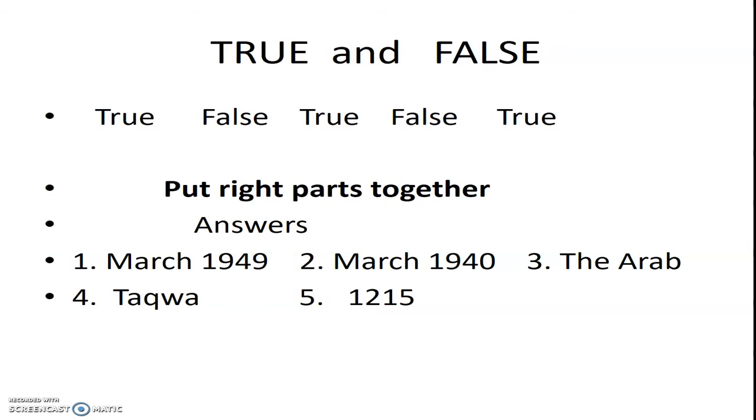Now put the right parts together. Here is the answer of column A: number 1 is the 1st March 1949. This is the answer for the Objective Resolution, and the Lahore Resolution, March 1940. Number 3, the non-Arab, and the answer is Arab. Number 4, the standard of superiority, Taqwa. Number 5, the Magna Carta, 1250.